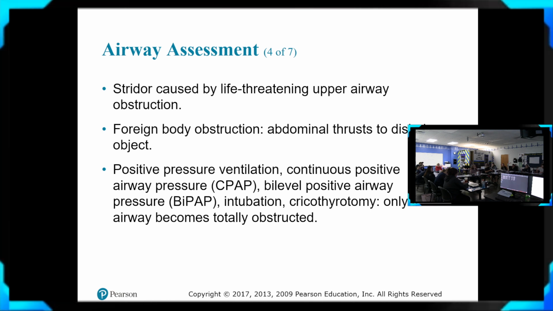Those last two, the crike for sure, it's only if the airway becomes totally obstructed and you cannot get that clear. We don't crike people just because it sounds fun. I can tell you from experience, it is in fact lots of blood.